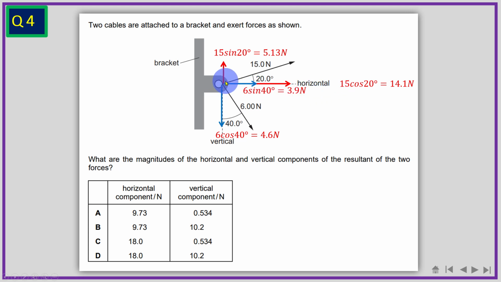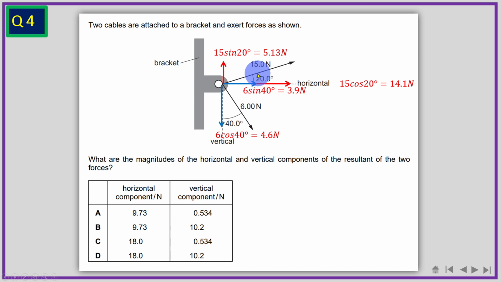But when it comes to the vertical direction, since the two forces are acting in opposite directions, we are going to subtract the smaller one from the bigger one. When we do 5.13 minus 4.6, we get 0.534. So the horizontal component of the resultant will be this one plus this one. We add all the horizontal components of the forces.